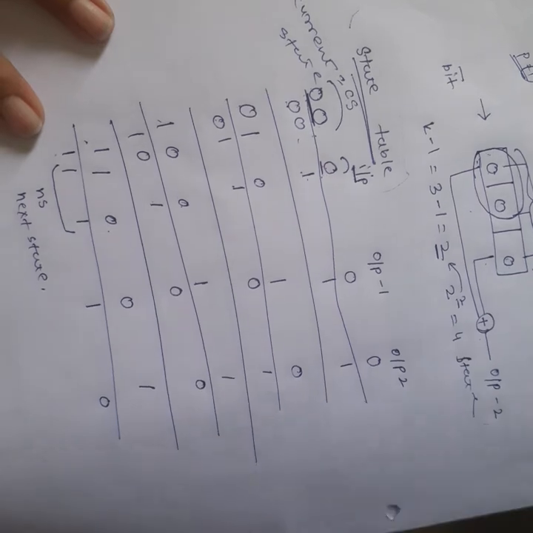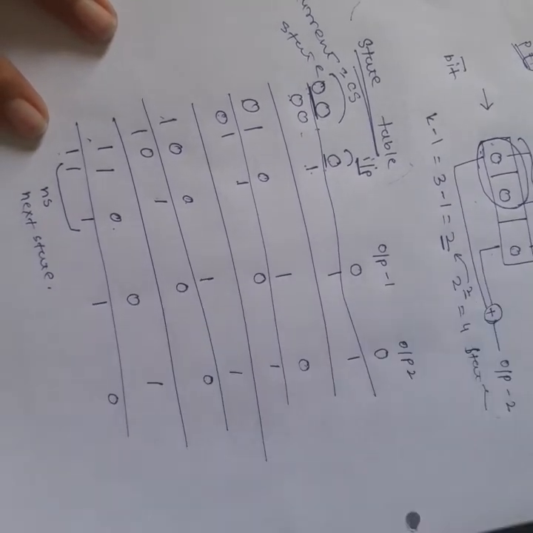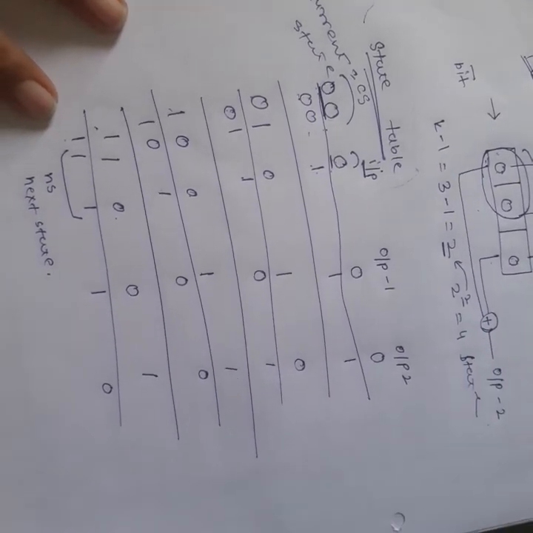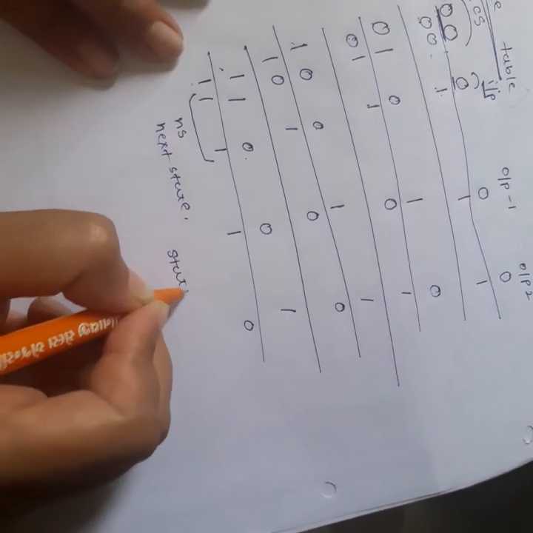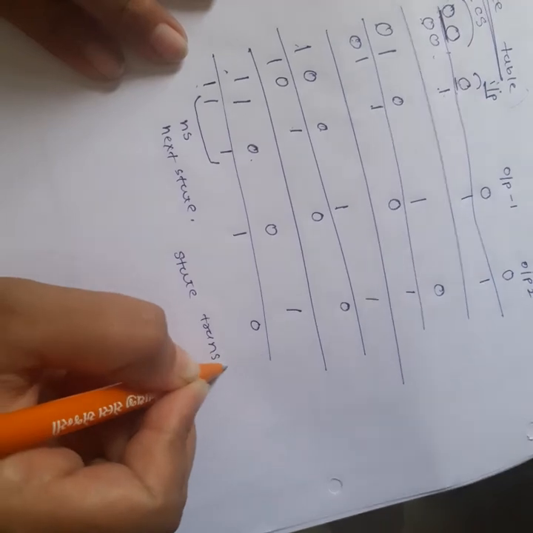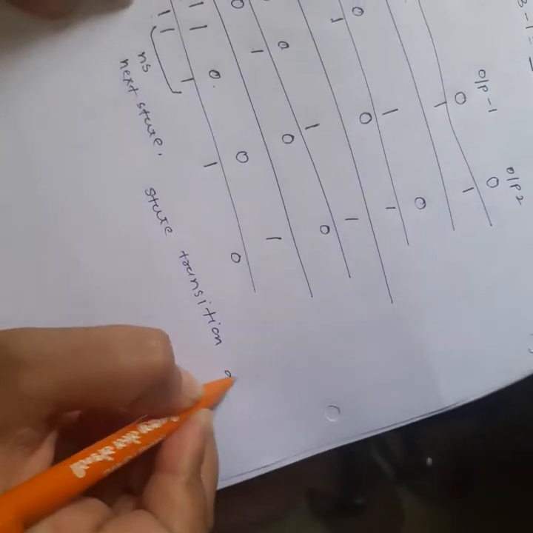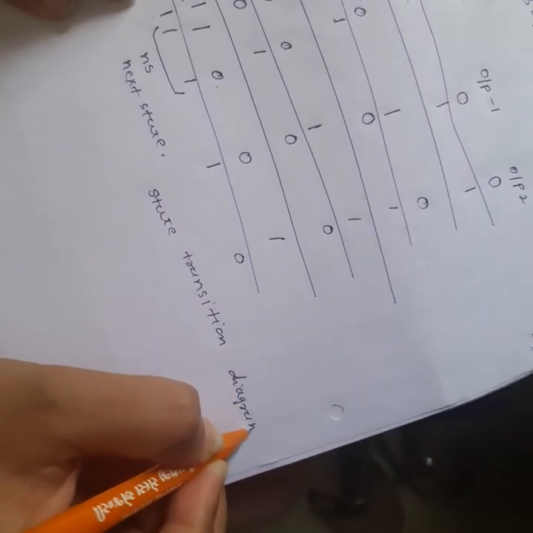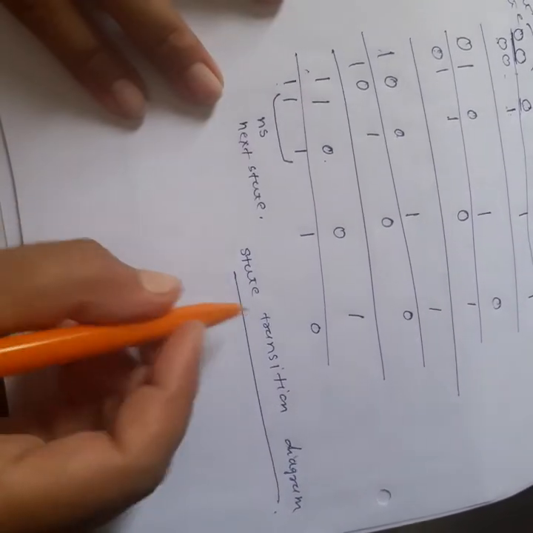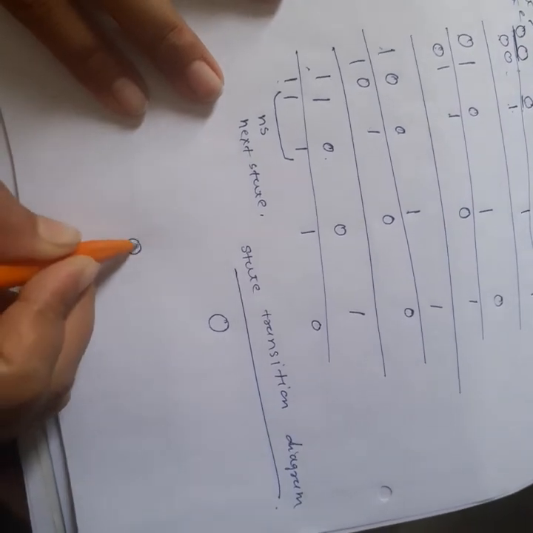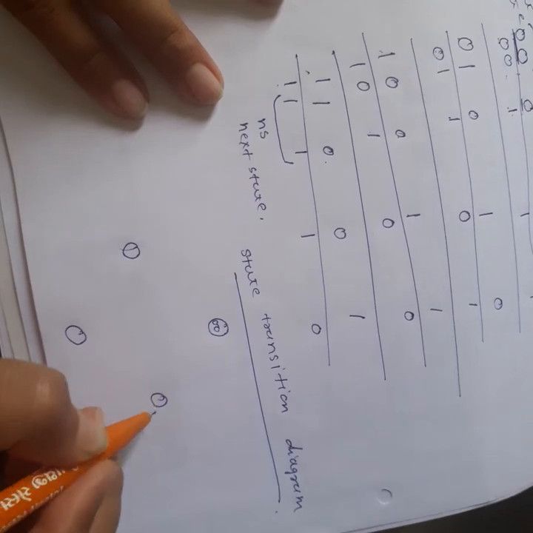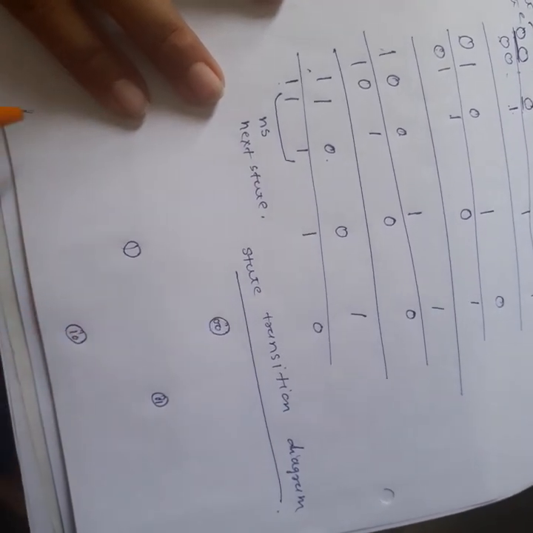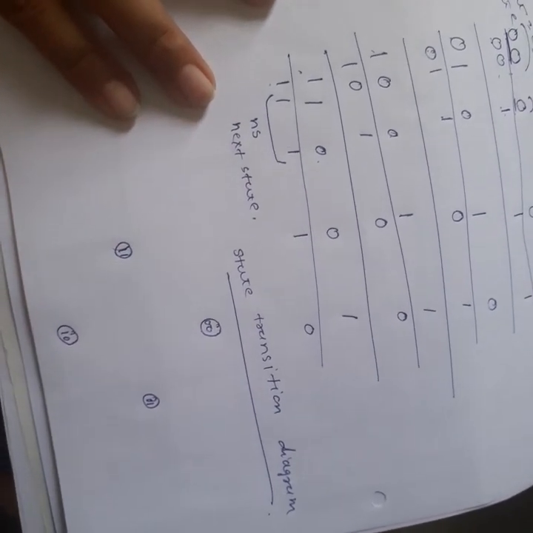After the state table is over, we are supposed to create a state transition diagram, right? So let us create a state transition diagram from here. First of all, we have only 4 possible states, so I'll consider 4 possible states over here. I consider here this is 0 0 state, this is 0 1, this is 1 0, and this is 1 1 state.